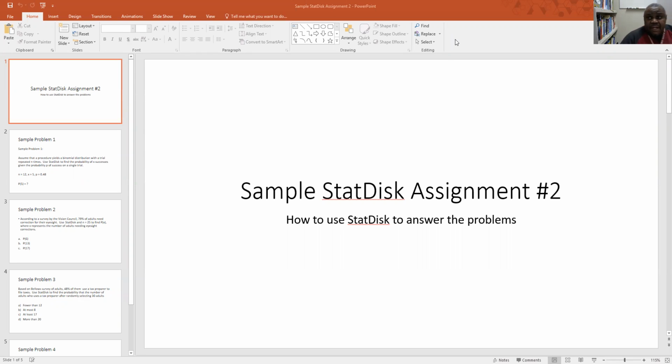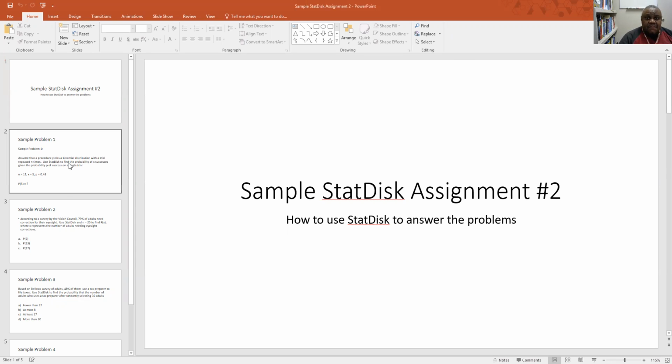All right, in this video, we're going to talk about how to use StatDisk to complete StatDisk Assignment number 2 in MyMathLab. And these are just sample problems. So pretty much pay close attention to what's being presented here and how I use StatDisk for each one of these problems.